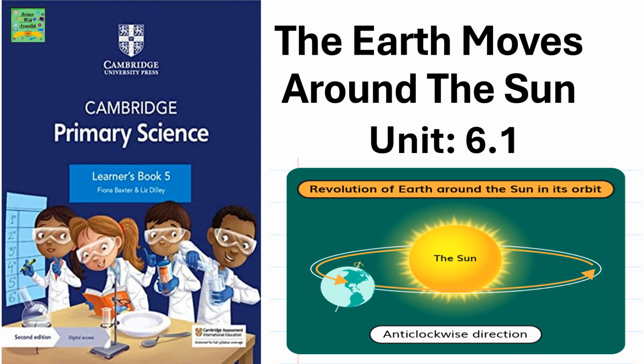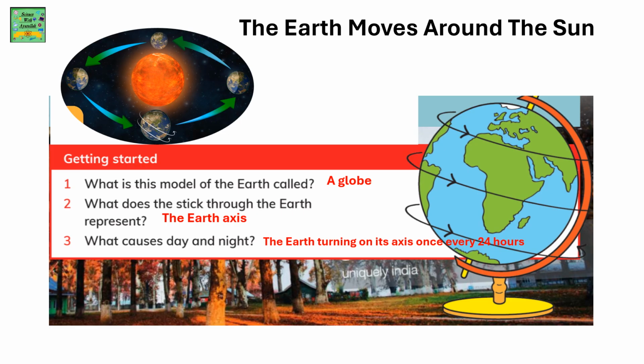The Earth moves around the Sun. What is the model of the Earth called? A globe. What does the stick through the Earth represent? The Earth's axis. What causes day and night? The Earth turning on its axis once every 24 hours.